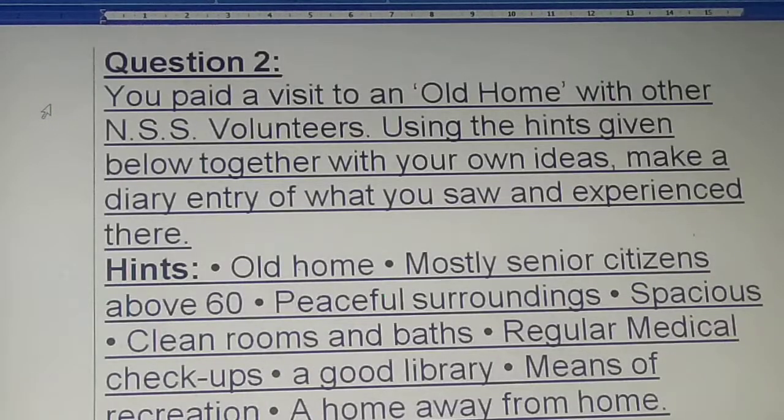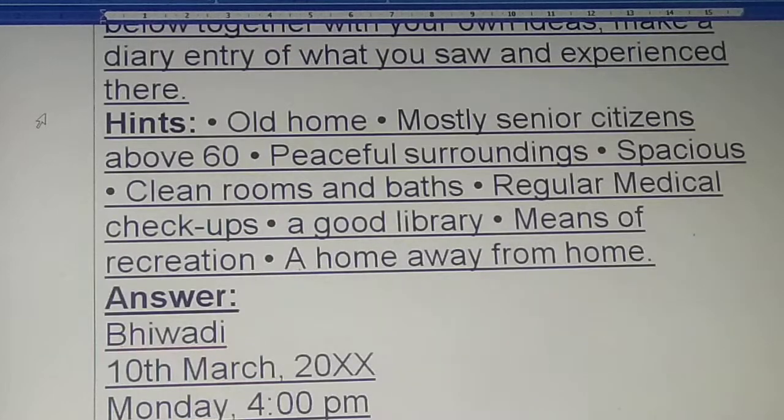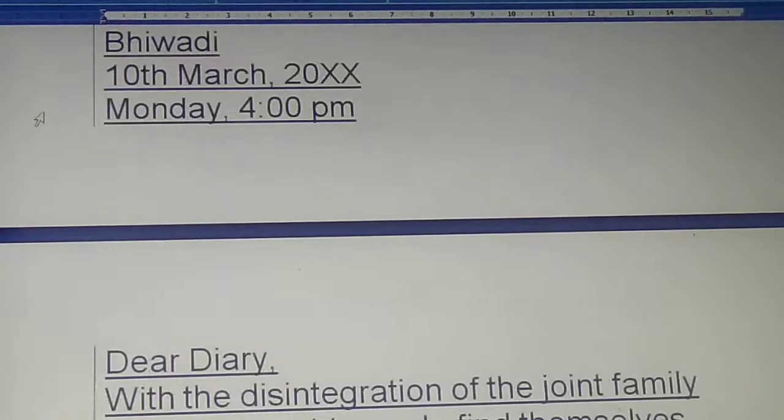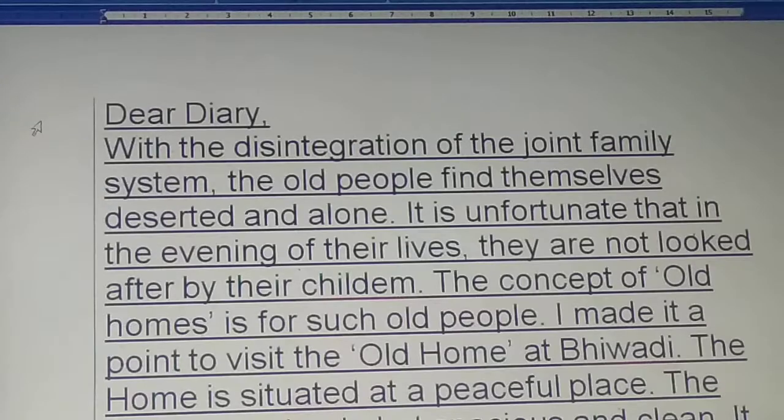One more question, the second one. You paid a visit to an old age home with other NSS volunteers. Using the hints given below together with your own ideas, make a diary entry of what you saw and experienced. Again, hints for you so that you're able to write the answer. Okay, that's how you write. That's the answer there. Dear Diary, you have to address your diary as Dear Diary.